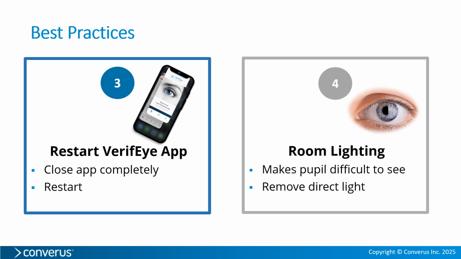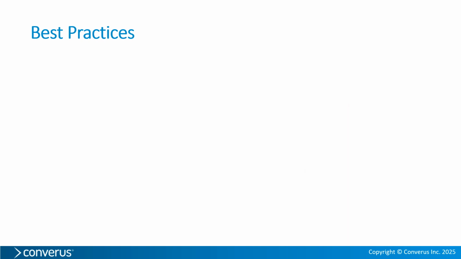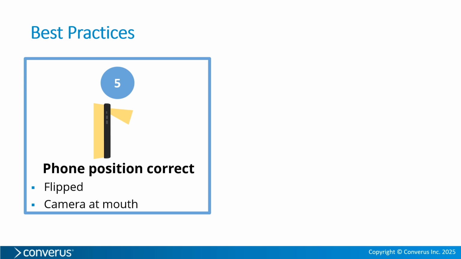Fourth, were the lighting conditions of the room optimal? Was there a lot of glare or light reflection on the pupil? Fifth, was the phone in the correct position for the test? That means it was flipped upside down and backwards so that the high-res camera is positioned at the bottom and facing the test taker level with their mouth. Distance from the test taker is decided by the camera quality and phone version.